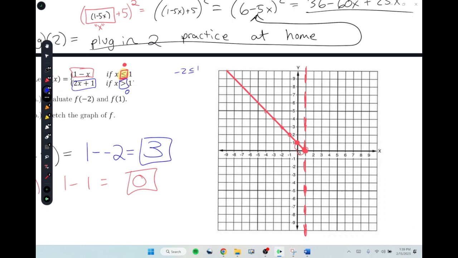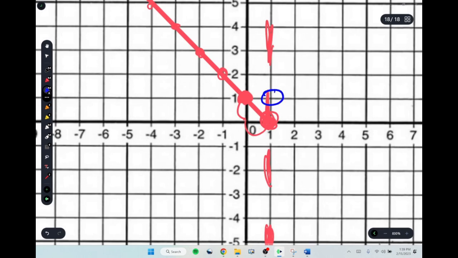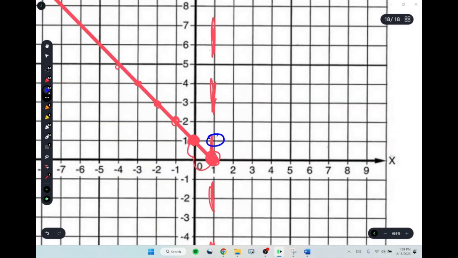So what's the y-intercept of the blue one? 1. So we draw an open circle at 1. And then what's our slope? Up 2 over 1. Up 2 over 1. Up 2 over 1.